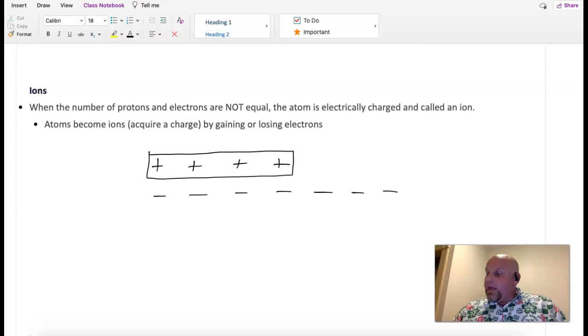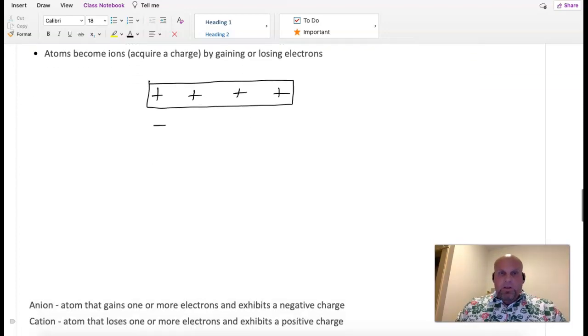Same thing if I remove electrons. So an atom can also become an ion when it loses electrons. We often associate losing something or subtraction with negative, but we are losing negatively charged particles. So when I lose an electron, my ion becomes positively charged. Again, I can most commonly lose 1, 2, or 3 electrons. So let's take a look at a quick example here.